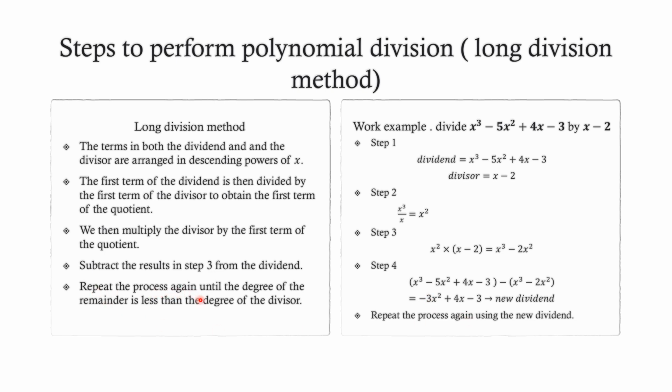Then repeat the process again until the degree of the remainder is less than the degree of the divisor. So we look at this remainder. The degree of this remainder is 2, but the degree of the divisor is 1. It means we are not done. So this one will not be our remainder, but it's going to be our new dividend. And we are going to repeat the process over and over again until we get to the main point where the remainder degree will be less than the divisor degree.